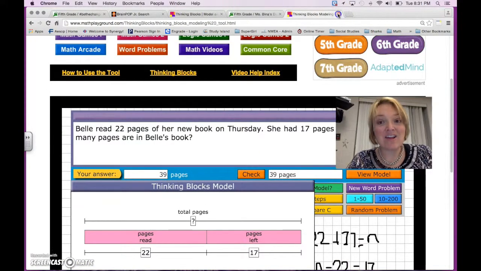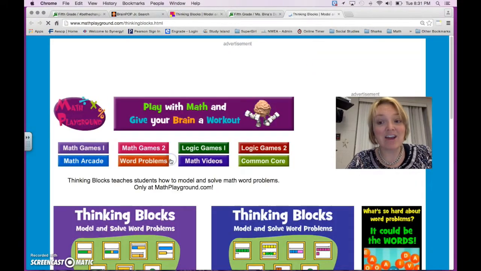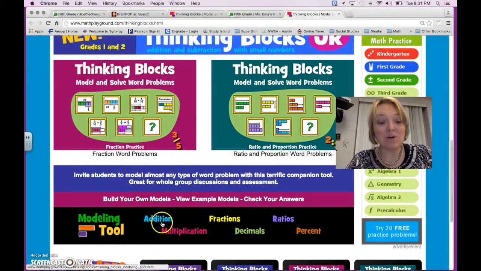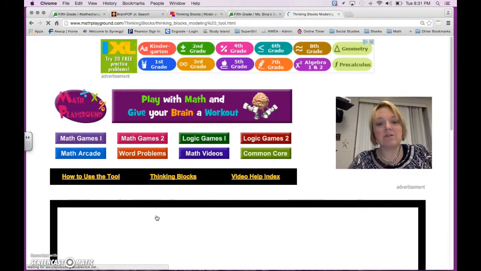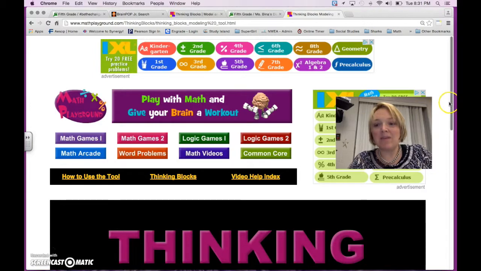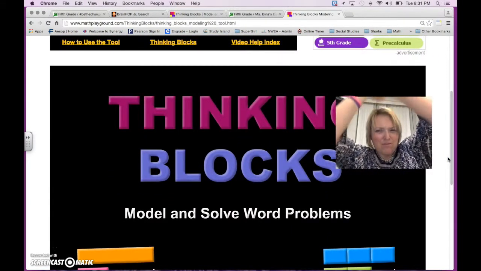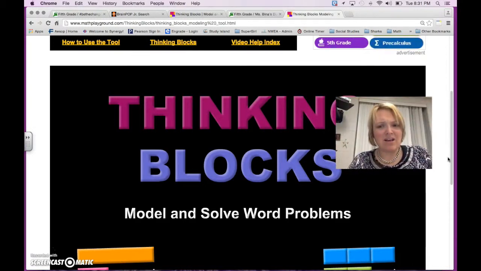Again, website. Click on it. Scroll down. Modeling tool, addition. Look at all we're going to do this year. Multiplication, fractions, decimal ratios, percent. We'll just start with addition. And we get our thinking blocks. I wish there was a light bulb over my head I could put over my head. Simple, fun, math.